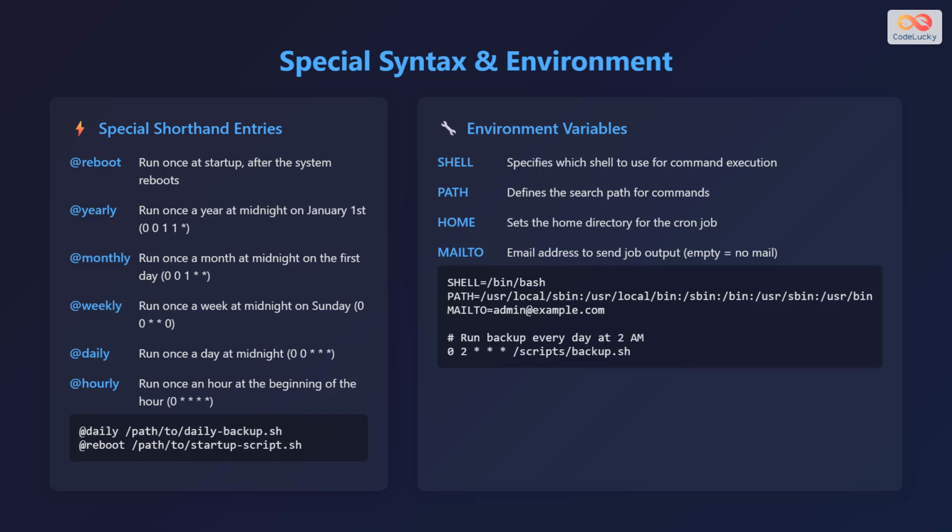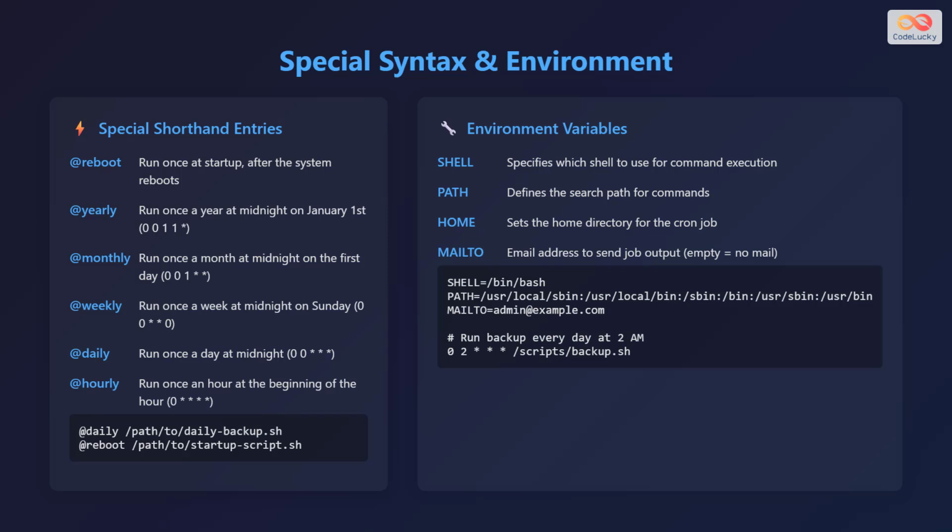SHELL specifies which shell to use for command execution. PATH defines the search path for commands. HOME sets the home directory for the cron job. MAILTO specifies the email address to send job output. Leaving it empty disables email notifications.